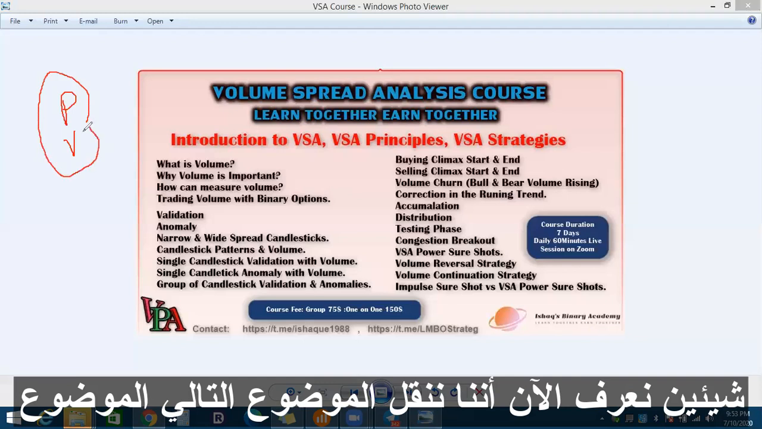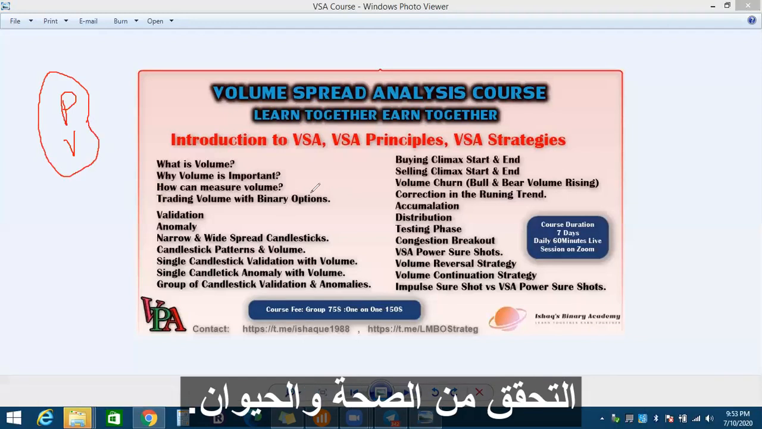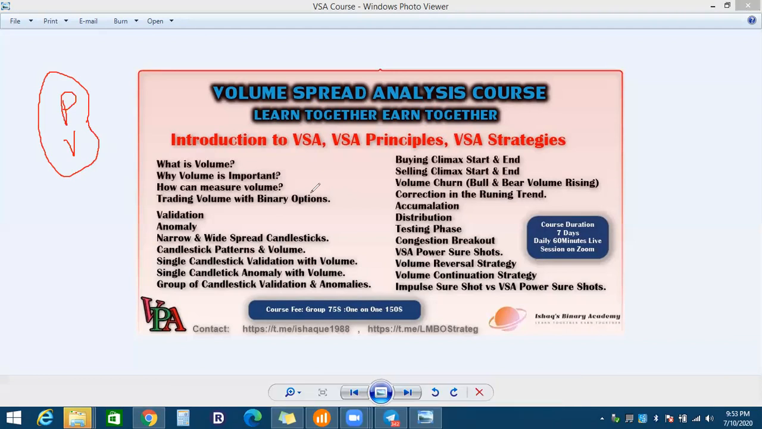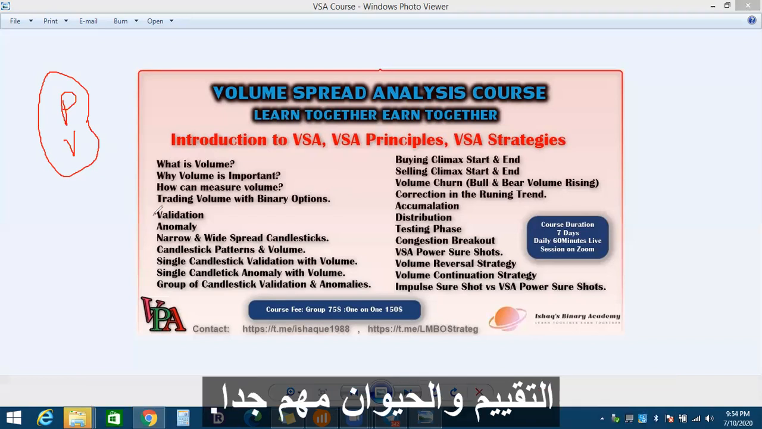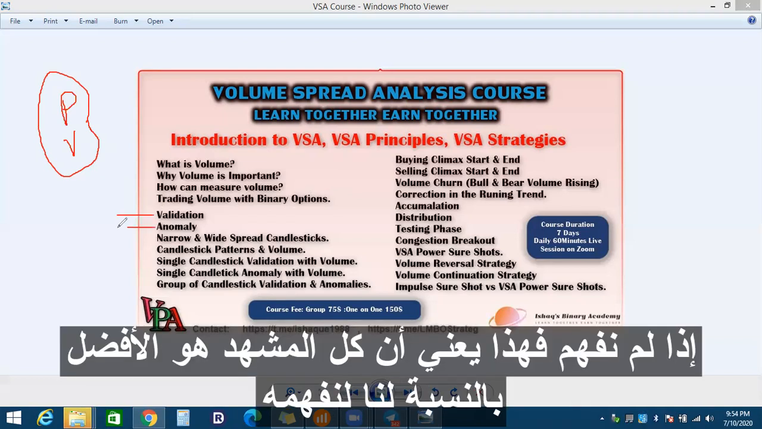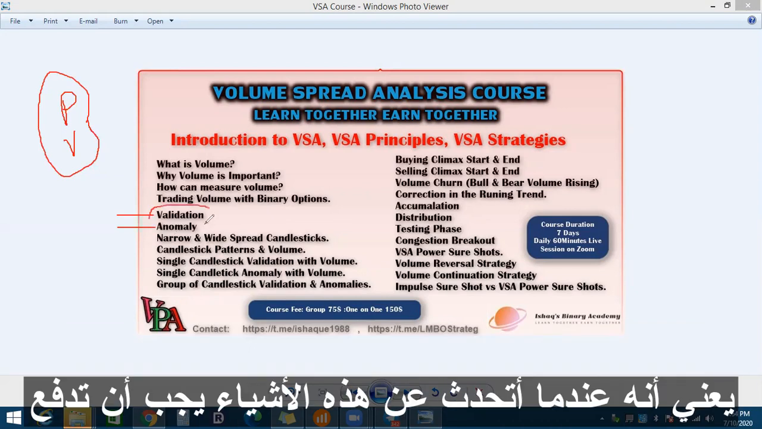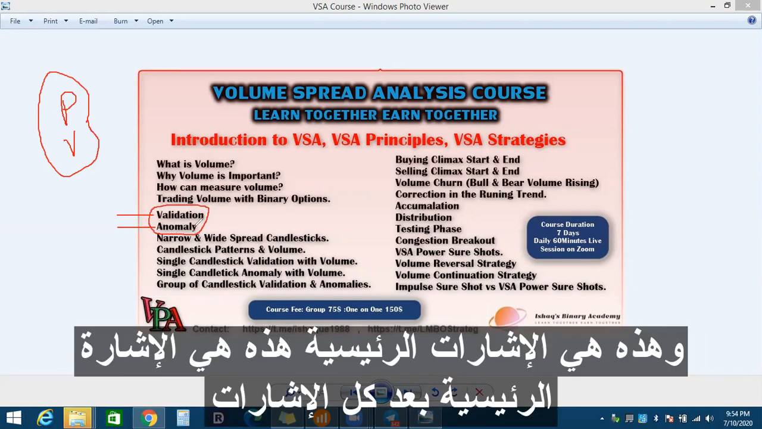Now we are moving to the next topic. That topic is validation and anomaly. That is the pillar of volume analysis. We can say validation and anomaly is very important. If we do not understand these two topics, it means all the signals are wasted for us. We must understand these two things, and you must pay attention to them.